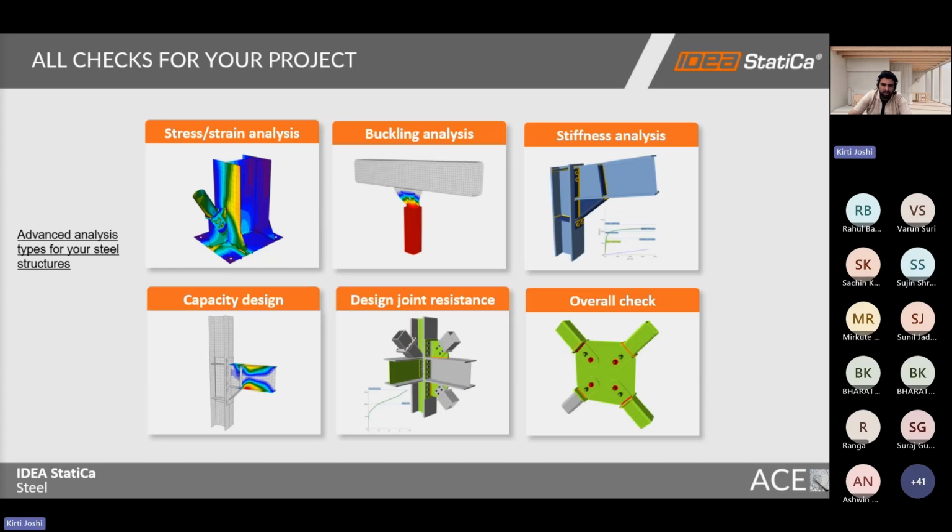Stiffness analysis is used to determine the connection behavior as pinned, semi-rigid, or rigid. And definitely the software also allows you to carry out the capacity design check. Basically, this is important for seismic structures, just to ensure that the plastic hinges are formed in the intended location. You can also carry out the joint design resistance check, and we'll see certain types of analysis in today's webinar, and we'll cover others in our upcoming webinars.